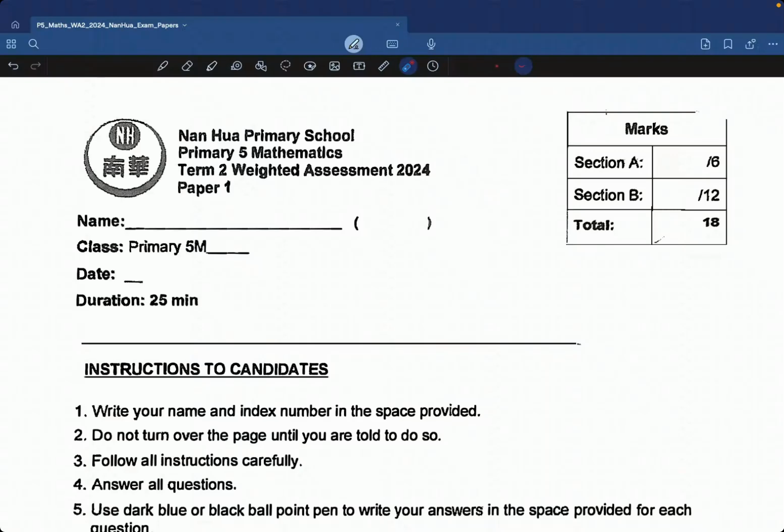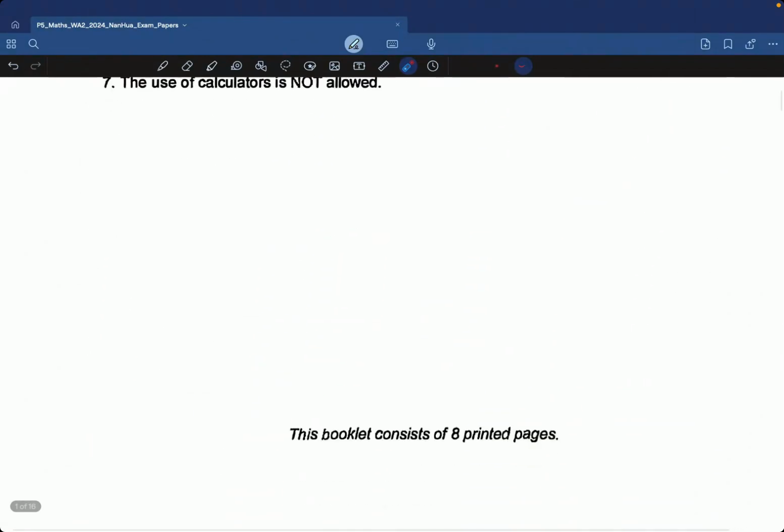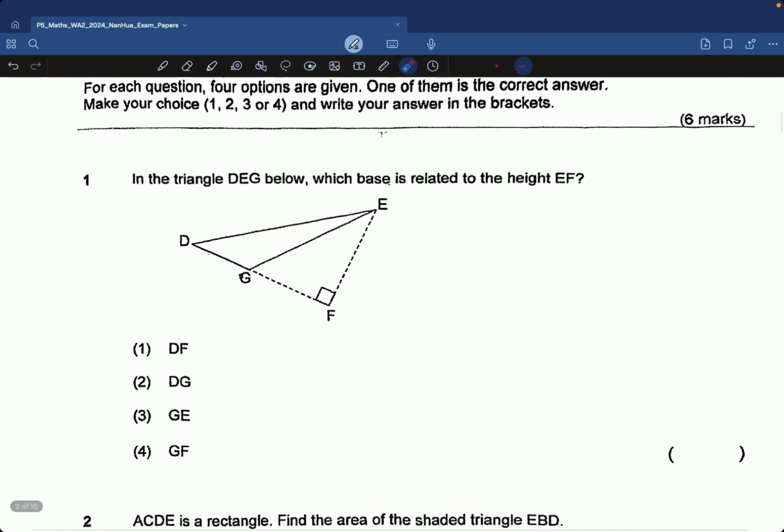In this video, we're going to go through the Nanhua Primary School Primary 5 Assessment, Term 2, 2024. So let's get started on the first question.